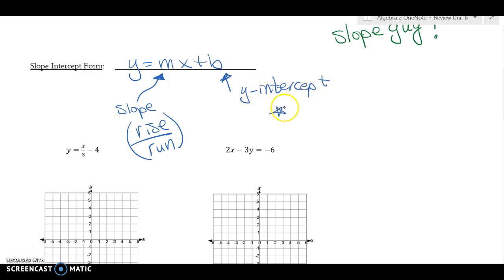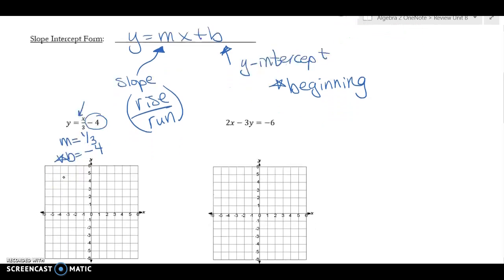This is the beginning. This is where you start. You always start on your y-axis. So let's look at this first one. The first thing I want to do is figure out my m and figure out my b. My b is the constant out here by itself, so it's negative 4. My m is the number in front of x. Well, there's no number there, but you know it's there, so it's 1 over 3.